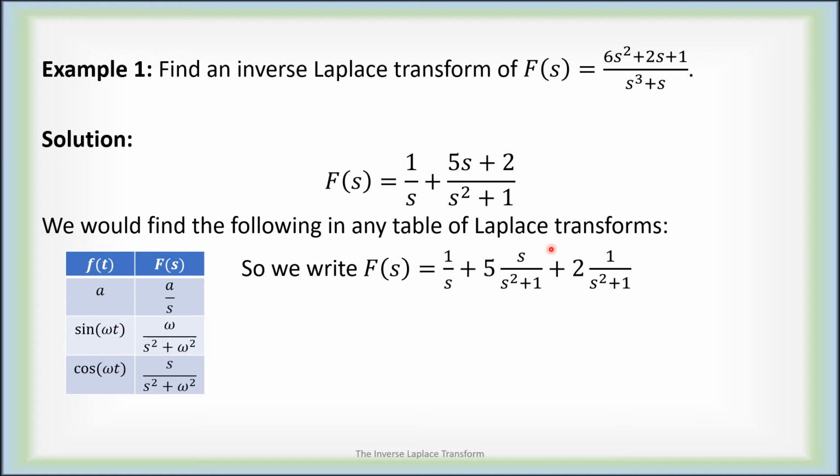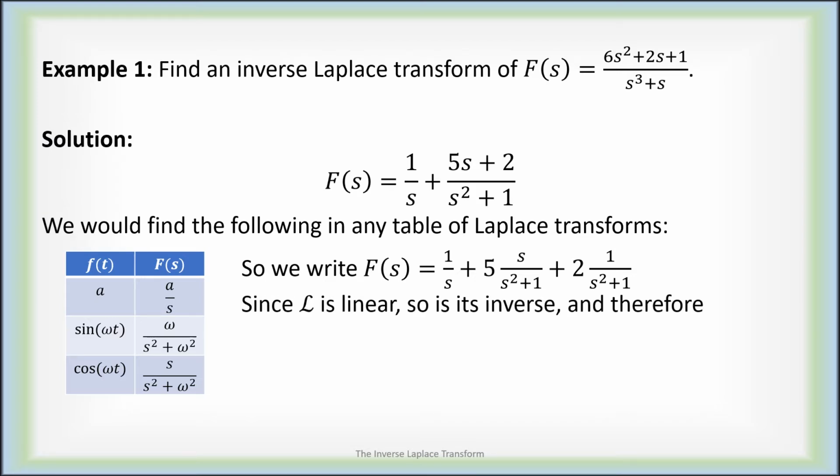Specifically, we break it up as 5 times s over s squared plus 1 plus 2 times 1 over s squared plus 1. That is 5s plus 2. So now we have 1 over s, 5 times s over s squared plus 1, and 2 times 1 over s squared plus 1. Each of these matches these three terms here.